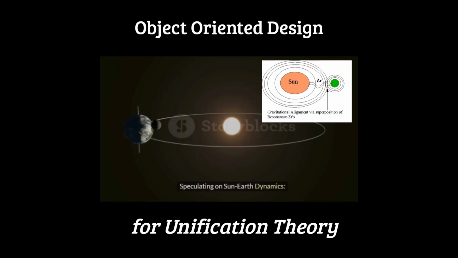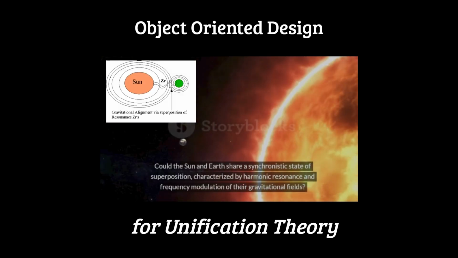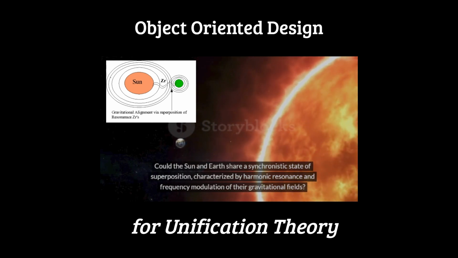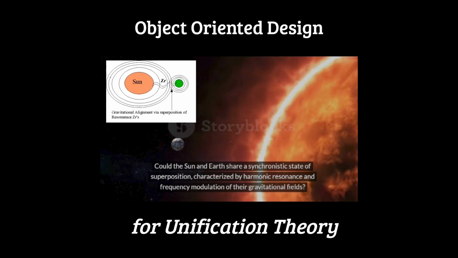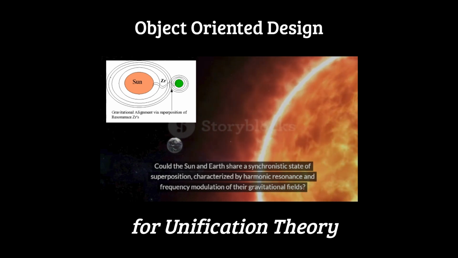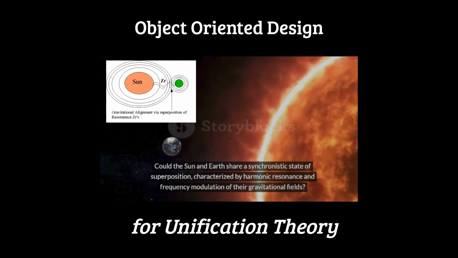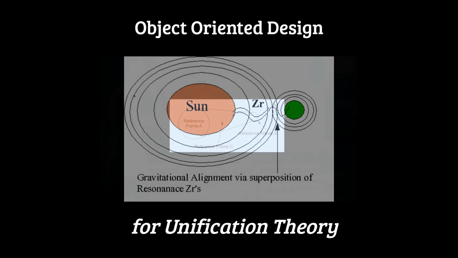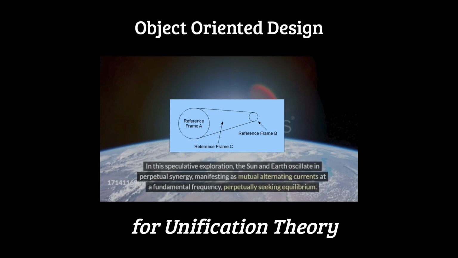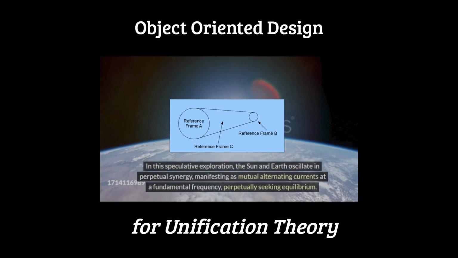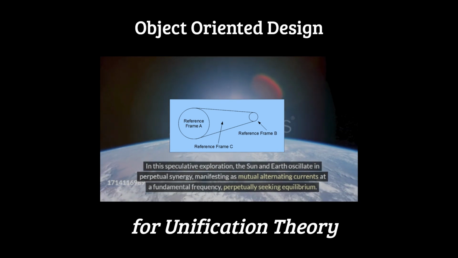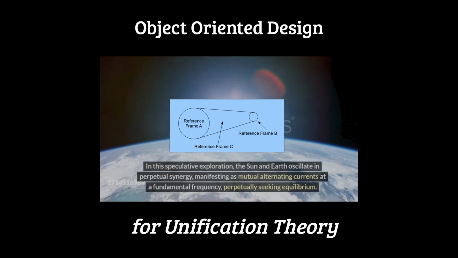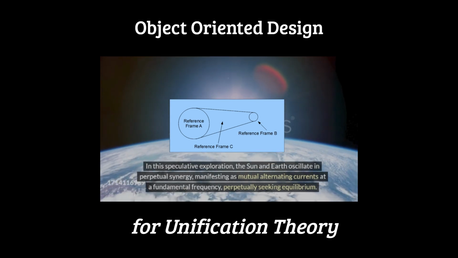Speculating on Sun-Earth dynamics. Could the Sun and Earth share a synchronistic state of superposition, characterized by harmonic resonance and frequency modulation of their gravitational fields? Considering the analogy of electrical currents, could gravity itself be akin to a perpetual alternating current flowing between celestial bodies? In this speculative exploration, the Sun and Earth oscillate in perpetual synergy, manifesting as mutual alternating currents at a fundamental frequency, perpetually seeking equilibrium.